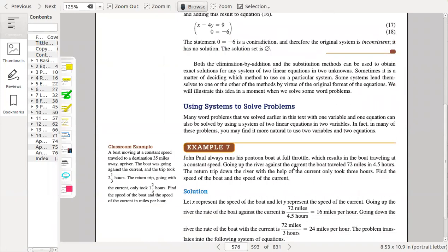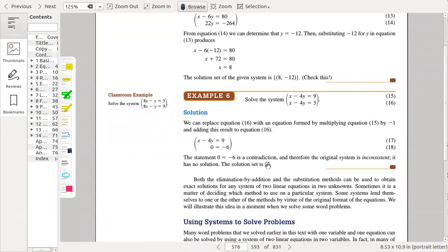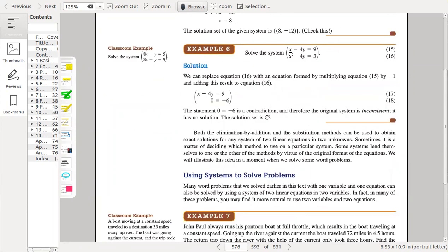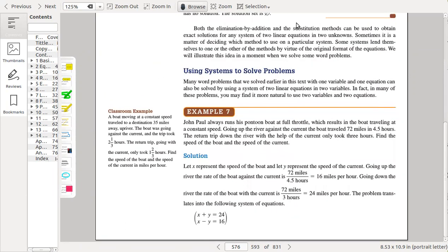So that is the elimination method. Now we can move forward to just do some word problems.